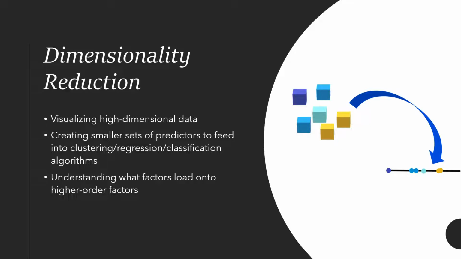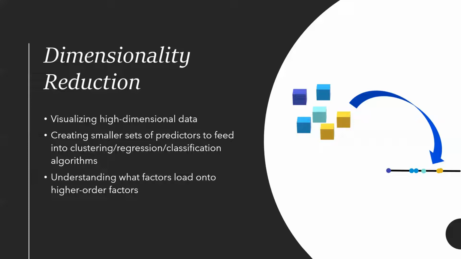In addition, dimensionality reduction can be used to create smaller sets of predictors to feed into clustering, regression, or classification algorithms with our unsupervised or supervised learning. One of the great things about a lot of dimensionality reduction algorithms is that they tend to uncorrelate the predictors that come out of the dimensionality reduction. So we can solve a couple of problems at the same time using dimensionality reduction.